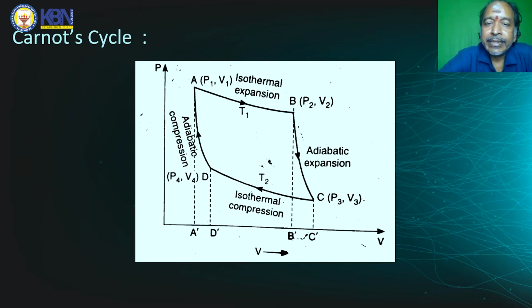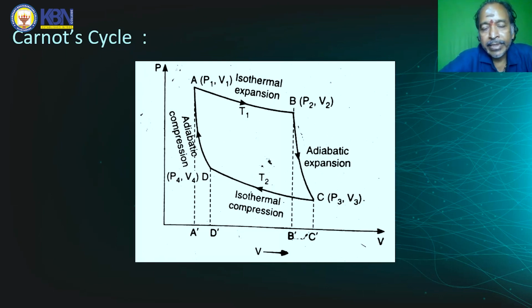So its temperature decreases, and the temperature at B is T1, and there is a decrease in temperature to T2. That means the temperature falls from T1 to T2 in adiabatic expansion, and this adiabatic expansion is represented in the PV diagram by the curve BC, and at C the pressure is P3 and the volume is V3. And in the third step, there is the isothermal compression.